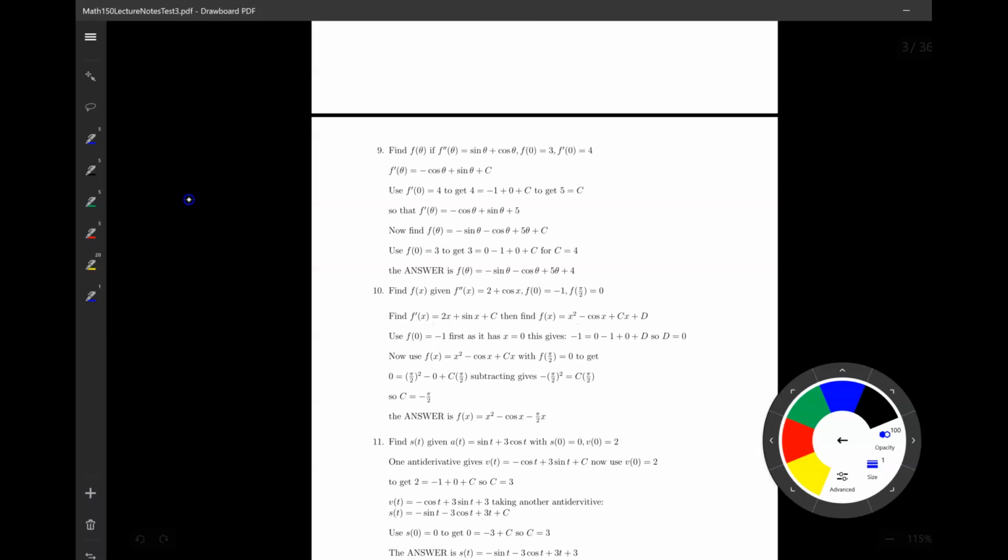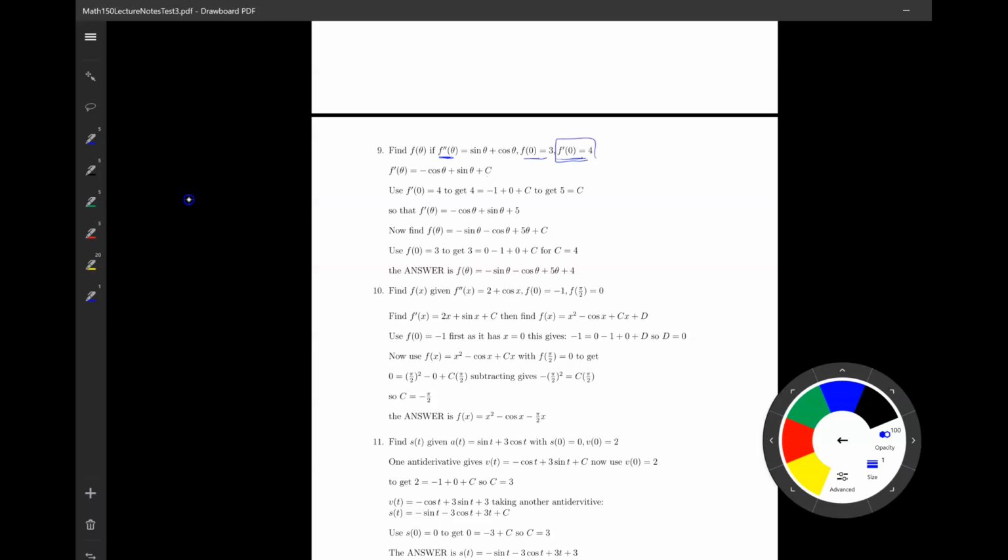All right, so let's keep going with these examples. So here, using the different letters, I've got the second derivative of theta is this, and I give you two pieces of information, one about f and one about f prime. So you take one antiderivative, put the plus c, and then we use this piece of information here to find out what the c is. So you put the x equals 0 and the y prime equal 4. So that gives us c equal 5.